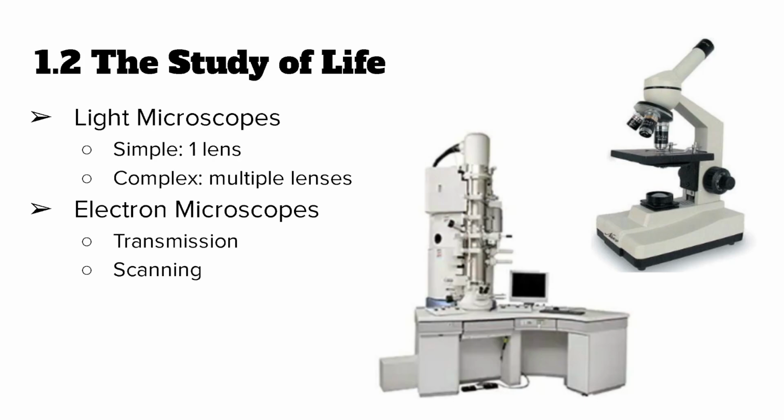Electron microscopes don't use light to see. They actually shoot electrons at something or through something in order to get a view of it. Transmission electron microscopes take effectively a picture, and they give us one result. A scanning electron microscope is going to take something that's closer to what we would think of as a video, and it's going to give us more detail.